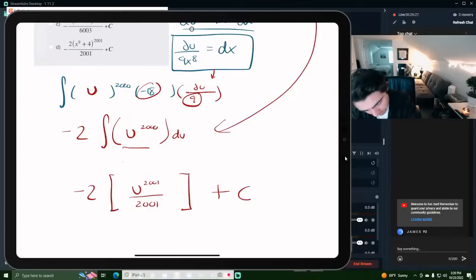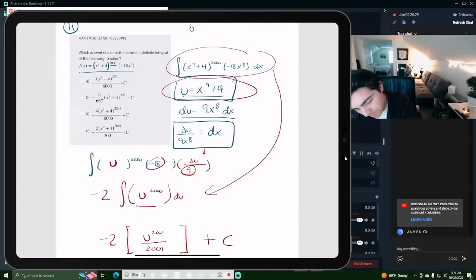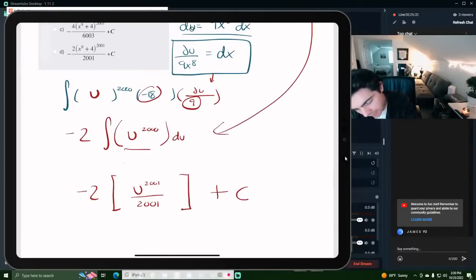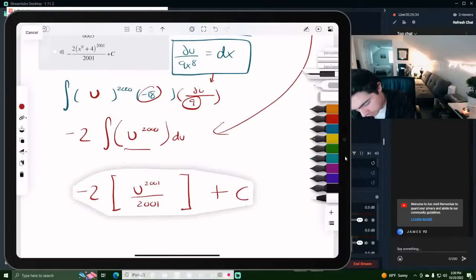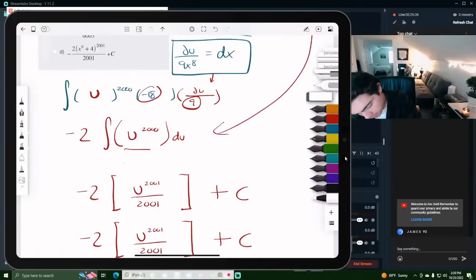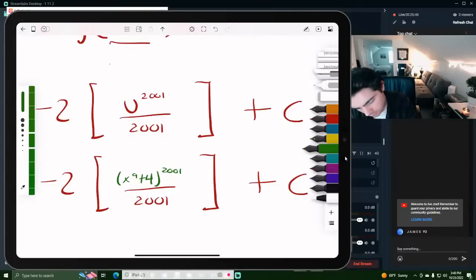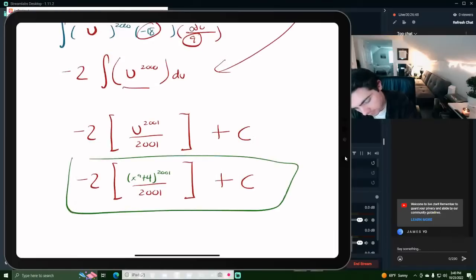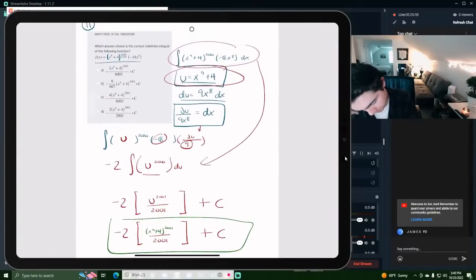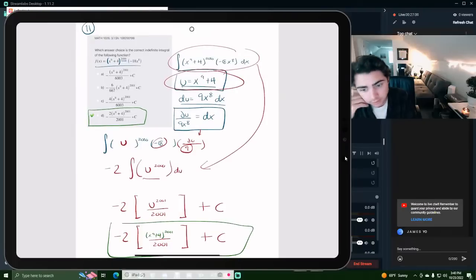And then we cannot forget to plug back in the u, the x to the 9th plus 4, in place of our u. It was x to the 9th plus 4 to the 2001. So hopefully we're looking for something like this. Let's see if we can find it here. Negative 2 x to the 9th plus 4 to the 2000. It looks like option D here. All right. I think that should be it. Here's a good glimpse at everything.